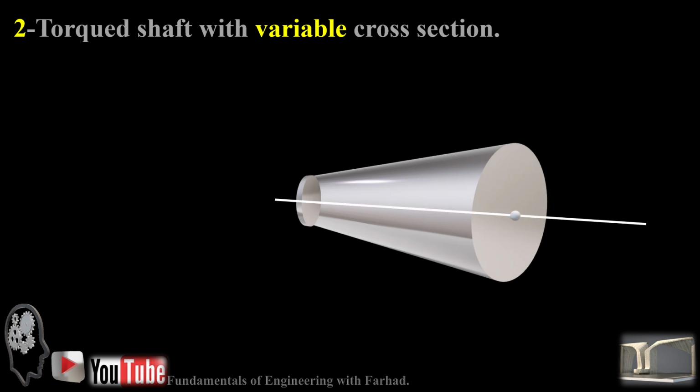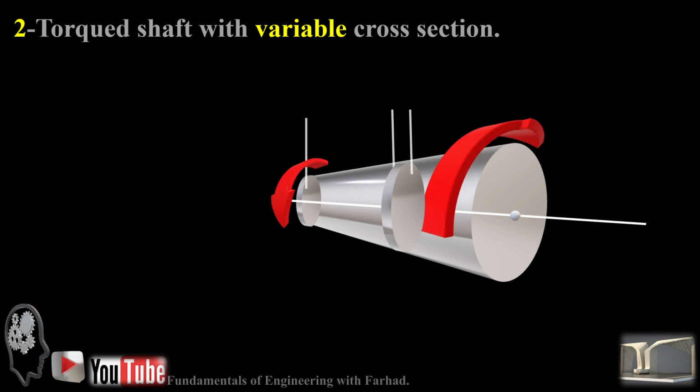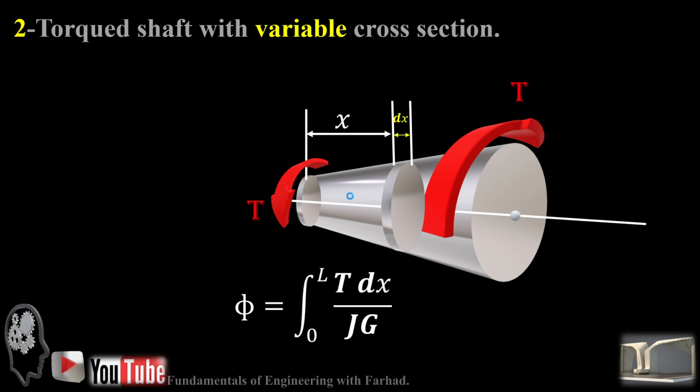So in such a case, again, if we just flip our problem 90 degrees and then consider our differential element somewhere in the middle, then we jot down the equation of phi, which is the integration for variable cross sections, integration from 0 to L, which is from the beginning to the length L of a tapered cone, then T dx over GJ, with G standing for shear modulus and J standing for polar moment of inertia of our section, which is a circle.